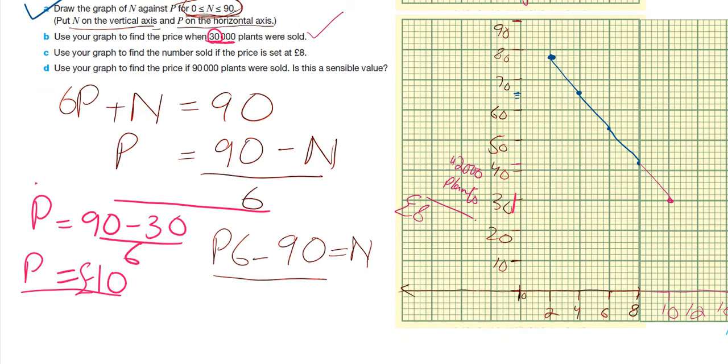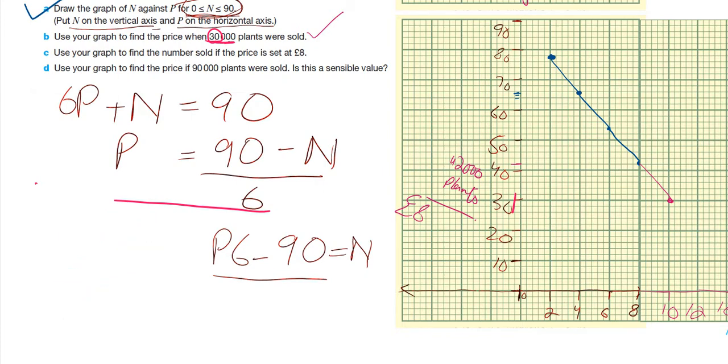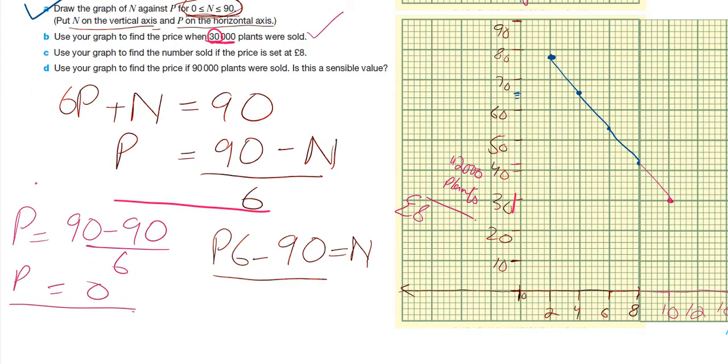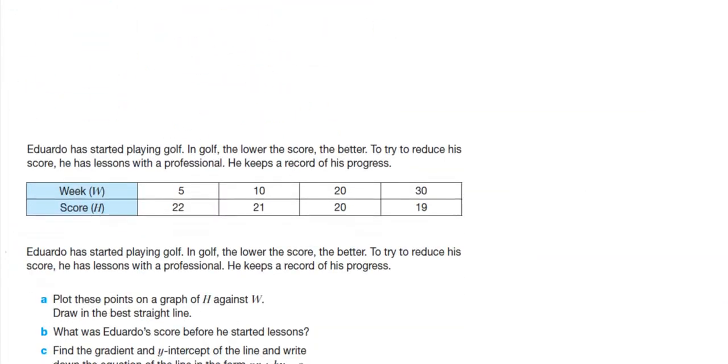Okay, use your graph to find the price at 90,000 plants were sold. Is this a sensible value? Okay, you just need to plot it first and then do the rest. Okay, so 90,000, what will be the price? 90 minus 90 is our 0. Okay, price will be 0 if we reach 90,000. Okay, that point will lie over here. Okay, this is not a sensible value. Okay, so let's move on to the next part.